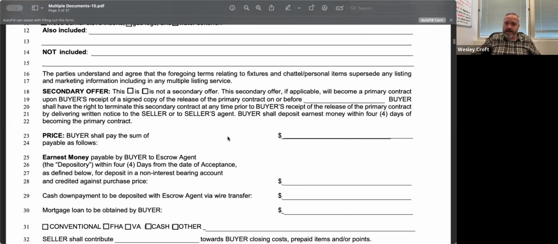And then they might say to you, hey, would you like to be a secondary offer? All that means is that you go back into your offer, you check the box that says this is a secondary offer. And what that does is that puts you in next position. It gives you sort of a right of first refusal. If that first deal falls out of contract, you're next in line to be able to snag the house for your buyer. So that's what that's for.